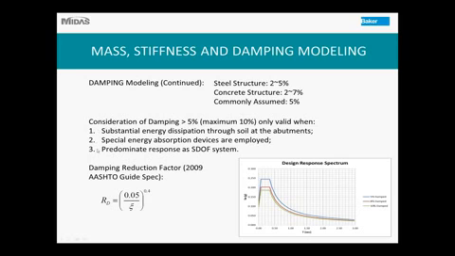But the code says if you want to consider critical damping larger than 5%, you need to have these conditions met. First, there's substantial energy dissipation through soil at the abutment. Second, a special energy absorption device is employed. And third, the structure predominantly responds as a single degree of freedom system. If you're sure you have damping larger than 5%, you can take advantage of it and reduce your seismic response acceleration by a maximum of 25%.